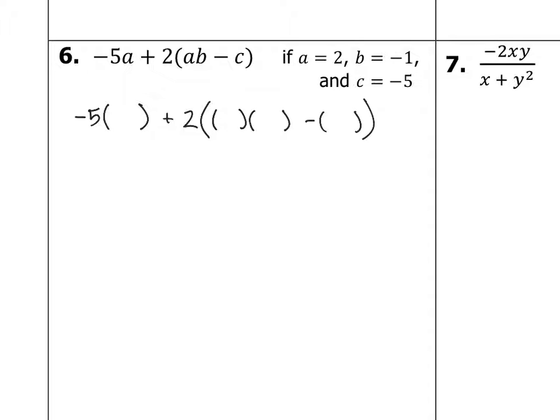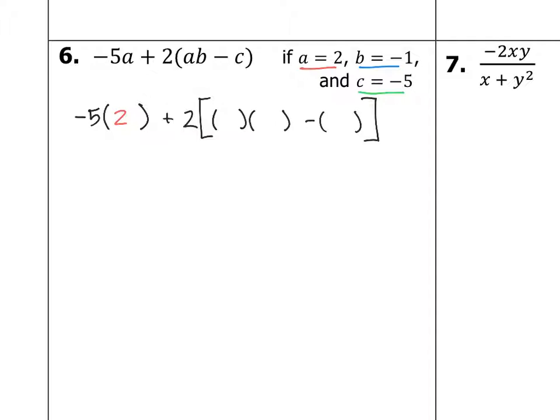Sometimes, instead of having double sets of parentheses, you will see brackets. Remember that brackets and parentheses are both grouping symbols, so either one of those is something you might see in problems. So in this case, a is equal to 2, b is equal to negative 1, and c is equal to negative 5. So I'm going to find all of the spots where I had an a originally.